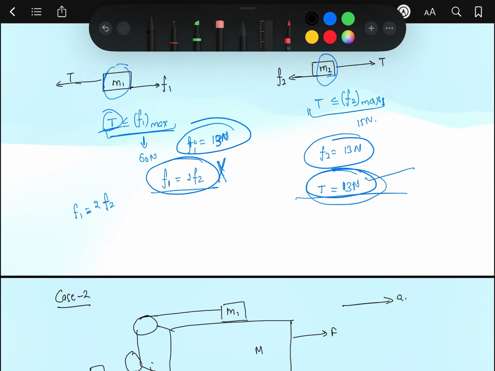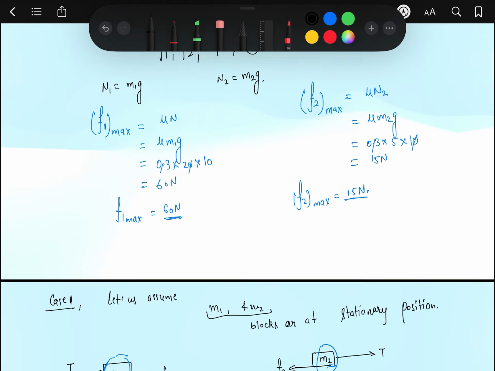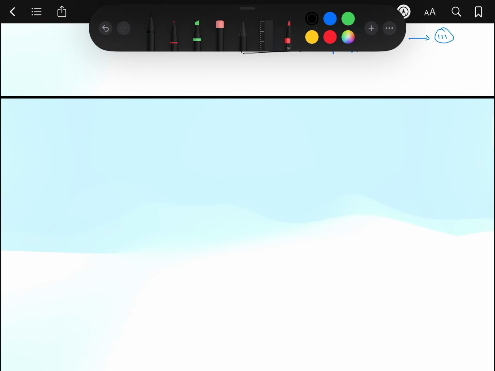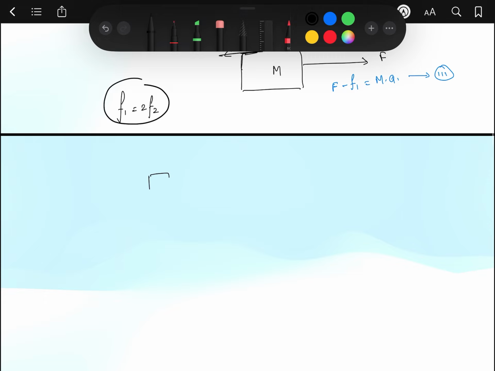Now if I see this option, question number 2, B part, that for some value of F, it is found that F1 is equal to twice of F2. Okay, so here F1 is equal to twice of F2, it is given. So let me show you here a condition that this is our M2 block here and it is moving in the forward direction and tension force is acting in forward direction, due to which it is moving. So here will be a force F2.